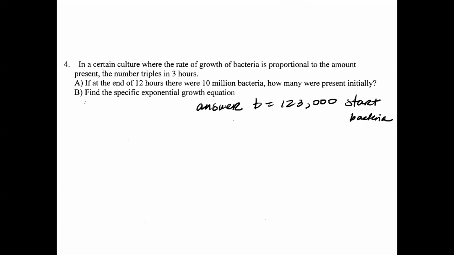So we have time as my X and the number of bacteria as my Y. If you look at this right here, it's not telling you starting at 0. What it's saying is that the number triples in 3 hours. And at the end of 12 hours, there are 10 million bacteria. I'm going to put 10 M in millions, because it doesn't make any sense for me to put 6 zeros there. How many bacteria were present initially? So my goal here is to figure out if it's at 0, how many do I have here?